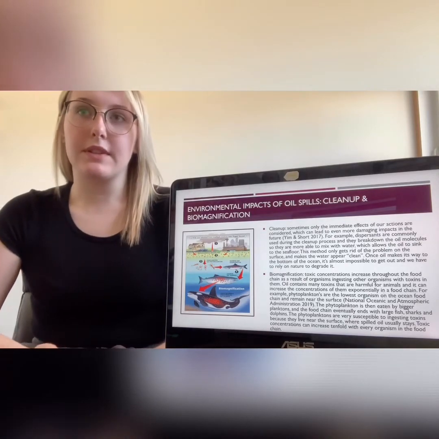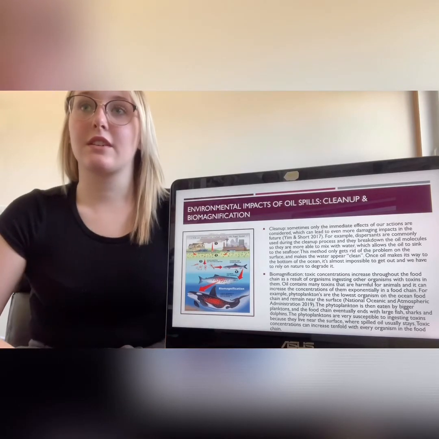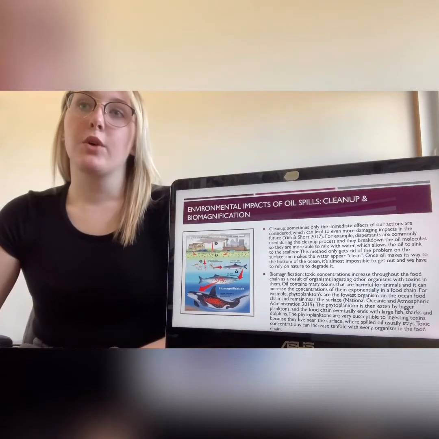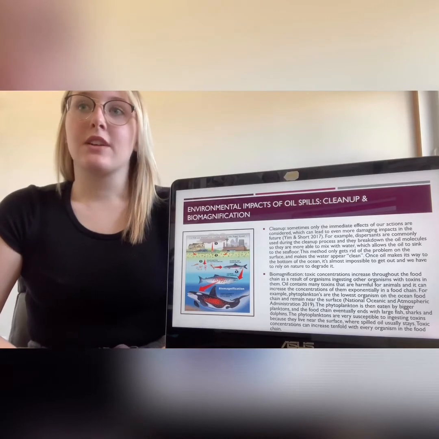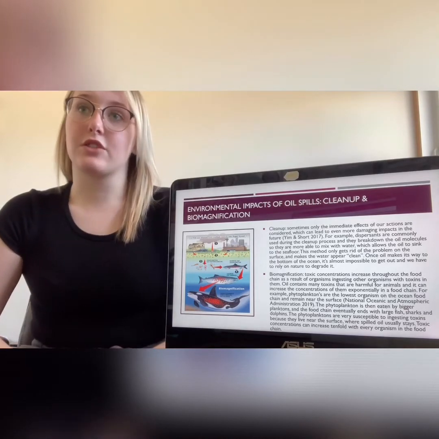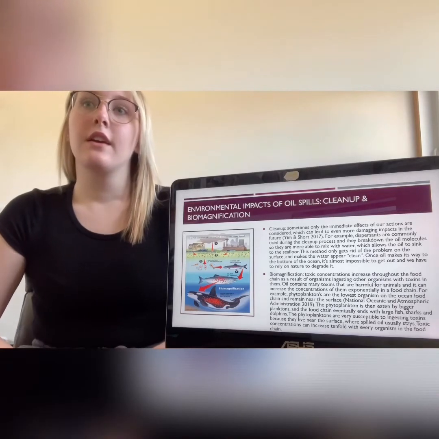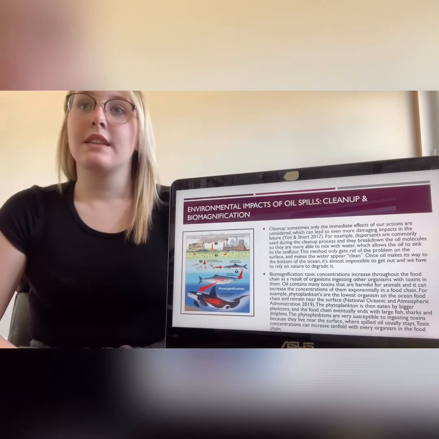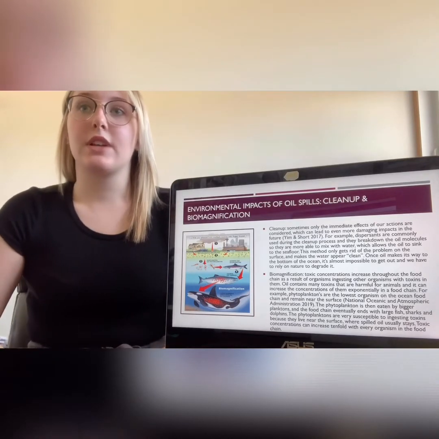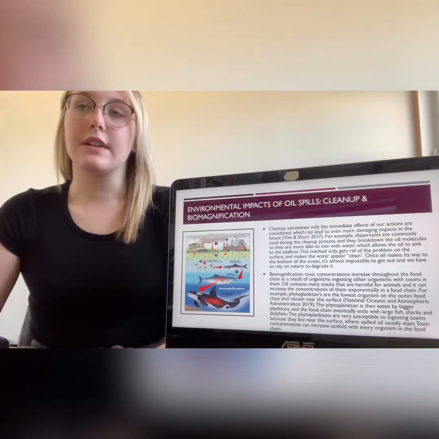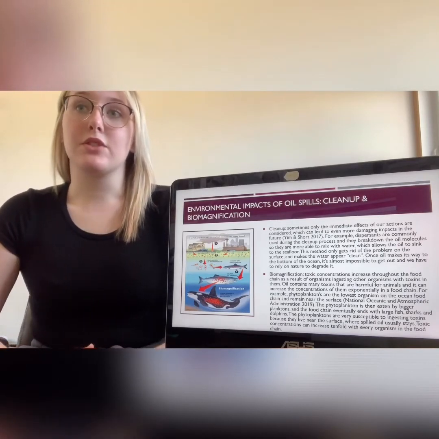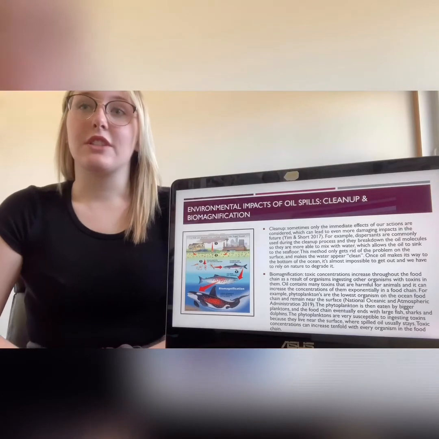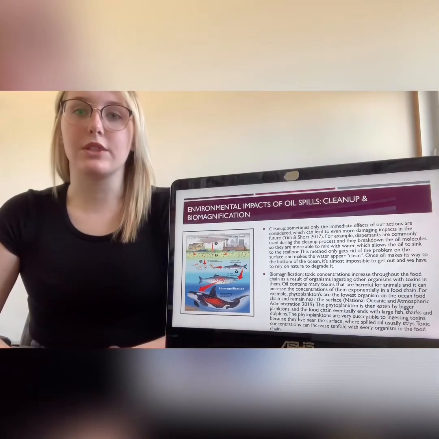Biomagnification, so we talked a little bit about this in class, but as a reminder, it is when toxic concentrations increase throughout the food chain as a result of organisms ingesting other organisms with toxins in them. Oil contains many toxins that are harmful for animals, and it can increase the concentrations of them exponentially in a food chain. For example, phytoplanktons are the lowest organism on the ocean food chain and remain near the surface. The phytoplankton is then eaten by bigger planktons, and the food chain eventually ends with large fish, sharks, and dolphins. The phytoplanktons are very susceptible to ingesting toxins because they live near the surface where spilled oil usually stays. Toxic concentrations can increase tenfold with every organism in the food chain.